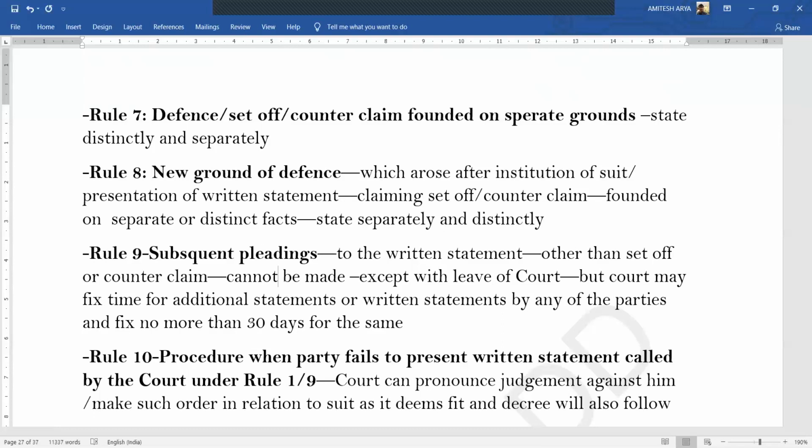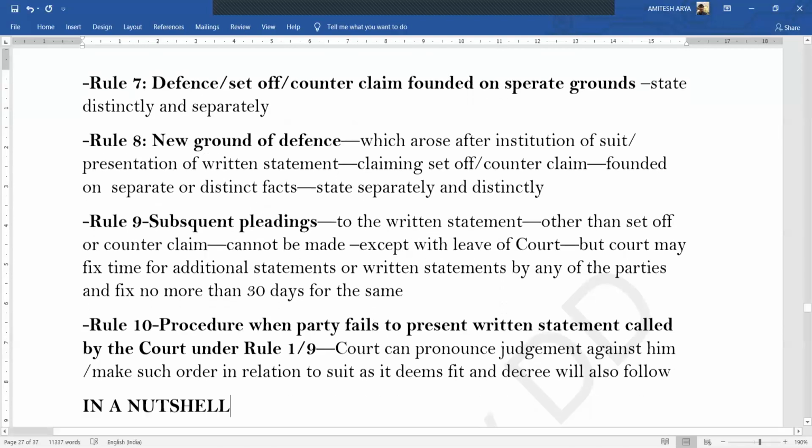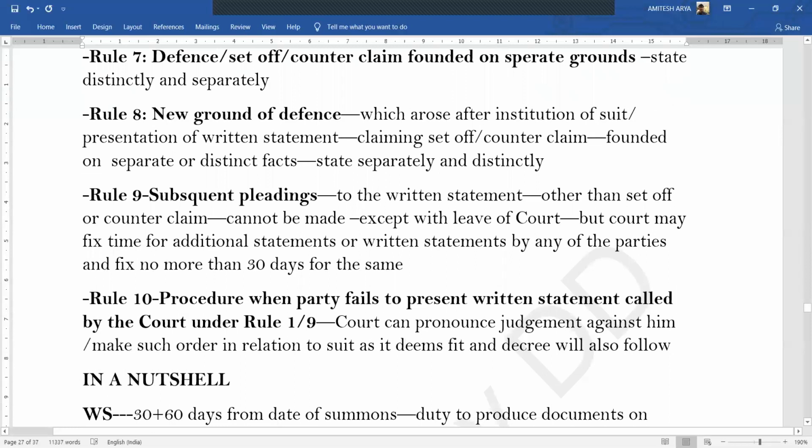But however, sometimes they may allow and fix no more than 30 days for the same. And then we come to rule 10: what will happen if you're not putting in your written statement as under rule 1 or 9? Again, the court can pronounce judgment against you in the manner it deems fit, and a decree will also follow on the same grounds. Very logical.